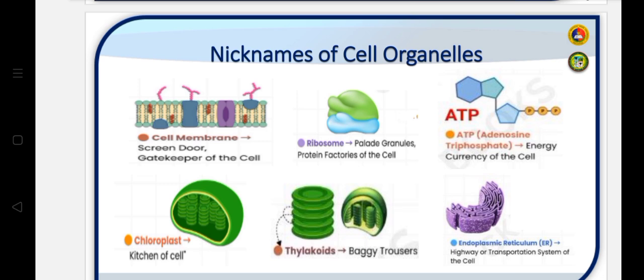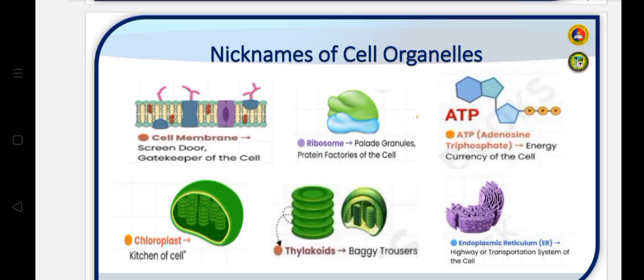How about the ribosome? Ribosomes are also known as protein factories or palade granules. Ribosomes are the protein factories of the cell. They follow the mRNA recipe to build proteins.